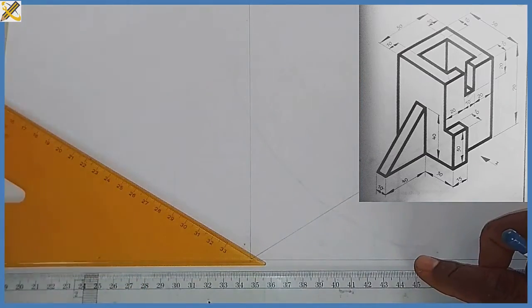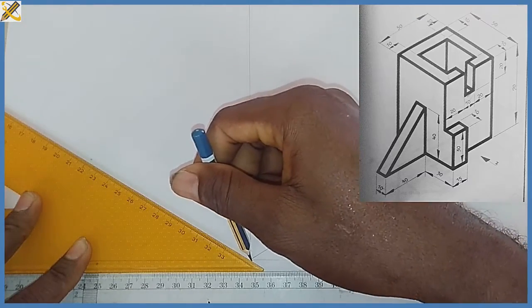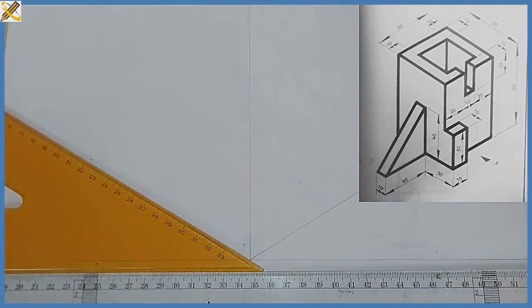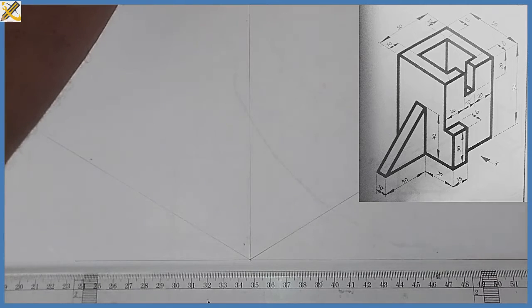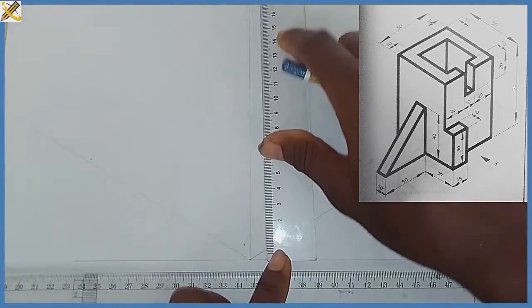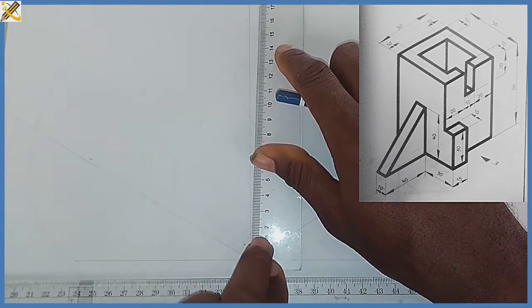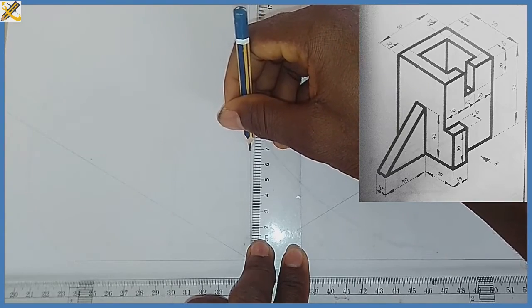So as I said in the previous lectures, ensure your T-square is well flushed to the edge of the drawing board so as not to make any mistake. All right. So after getting the isometric plane, the very next thing is I'm going to pick the total height of the object, which is 70. So with my ruler, from this point here, I pick the mark of 70, which is right here.